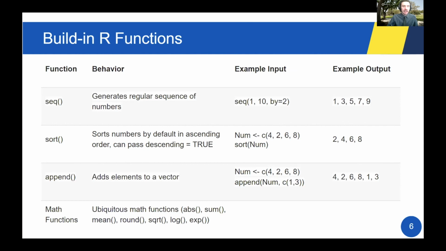Append is nice. It adds elements to the end of a vector. So you can see here our input vector was 4, 2, 6, 8, and we're just adding 1 and 3 at the end here, which is easy. And finally, R has all of the ubiquitous math functions you would find on any calculator. R is statistical software, so it's going to have fantastic statistical functions built in. So just keep those in mind when you are programming.